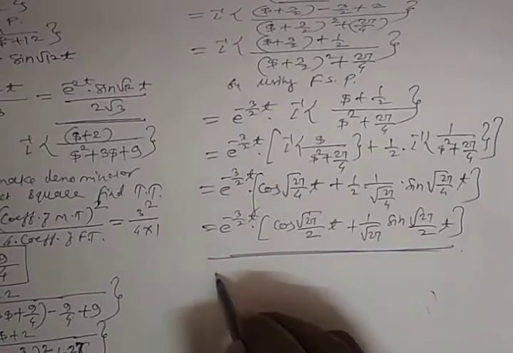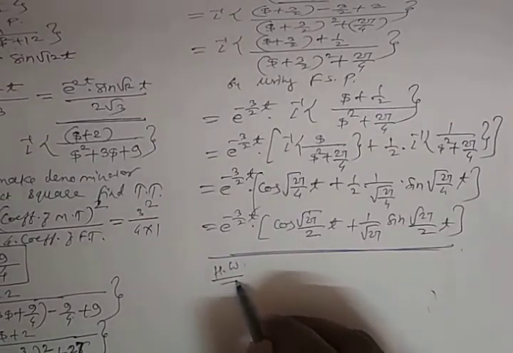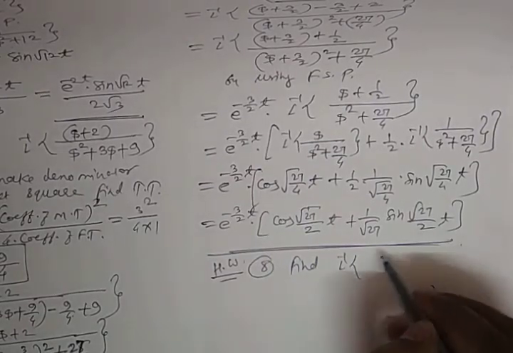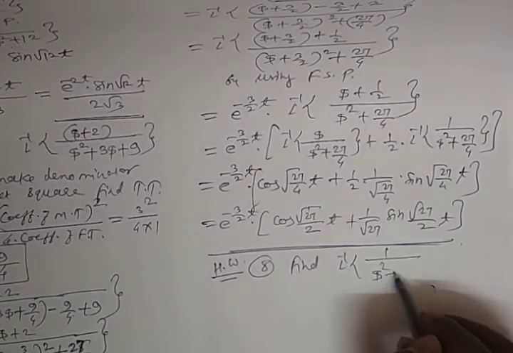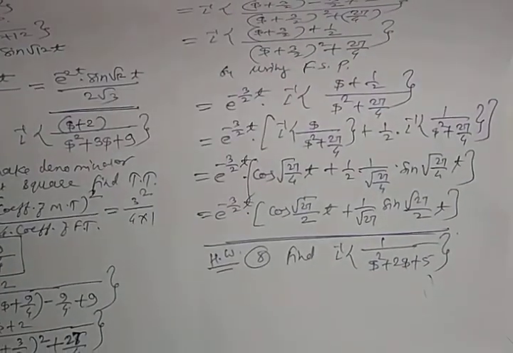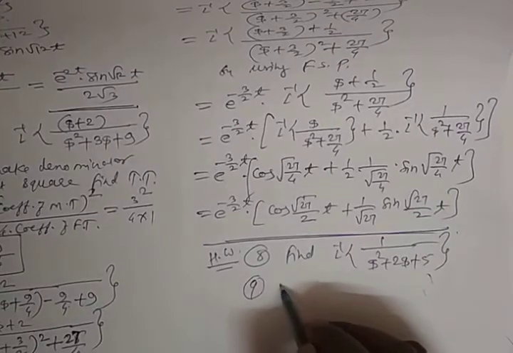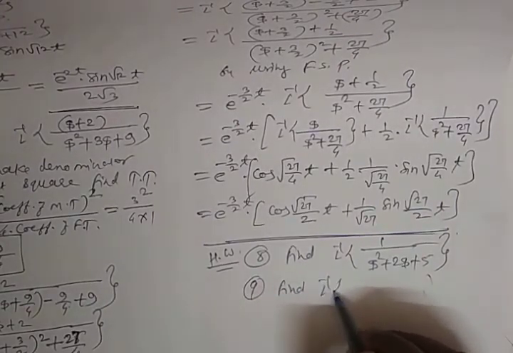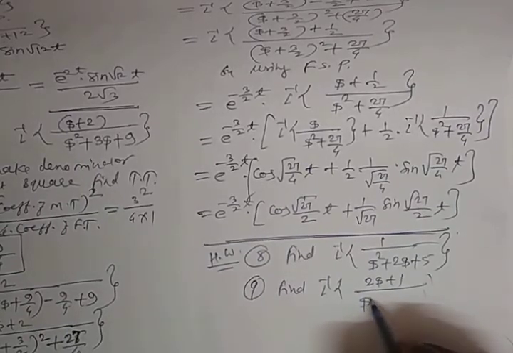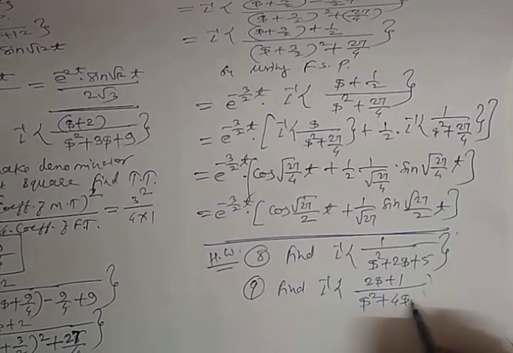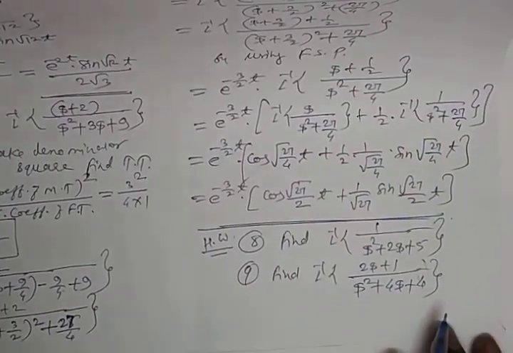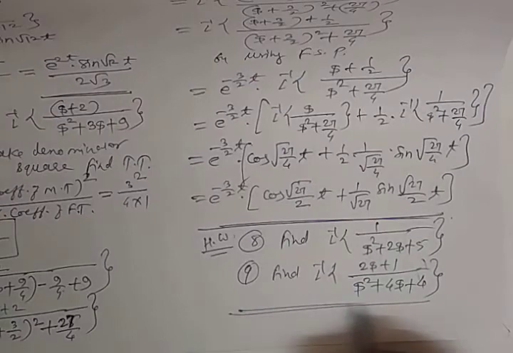Now let us take some examples for homework. Example number 8: find Laplace inverse of 1 upon s square plus 2s plus 5. So this is the first example we have to solve. Next example, find Laplace inverse of 2s plus 1 upon s square plus 4s plus 4. Okay, so you just try to solve these examples at home.